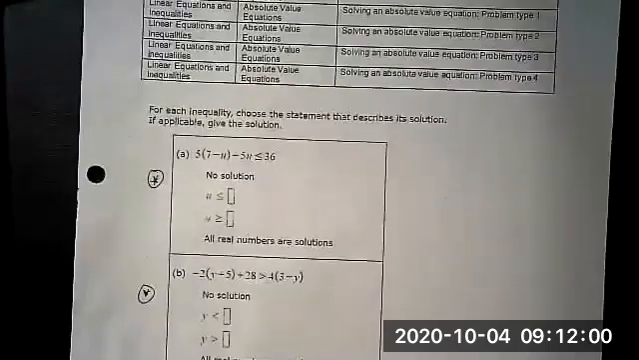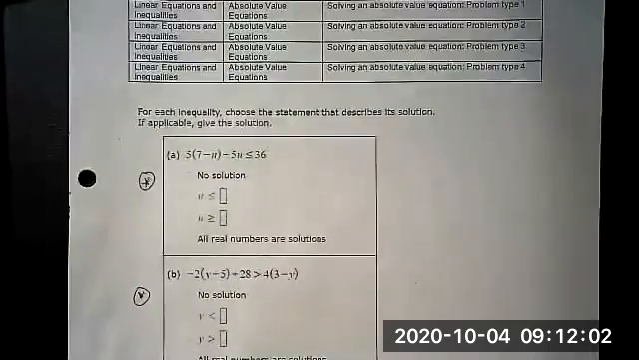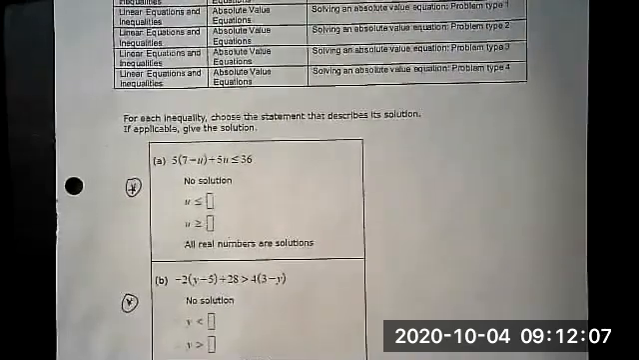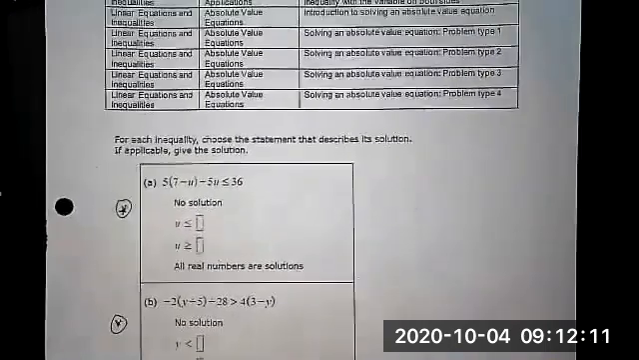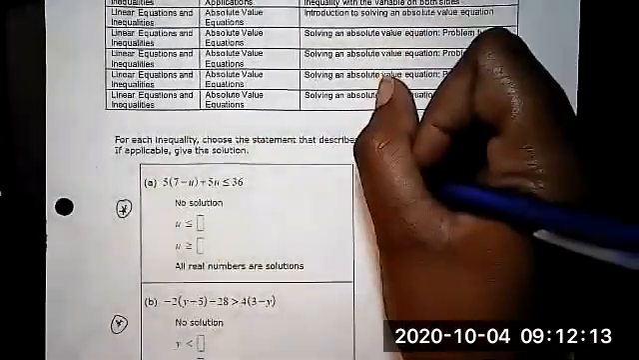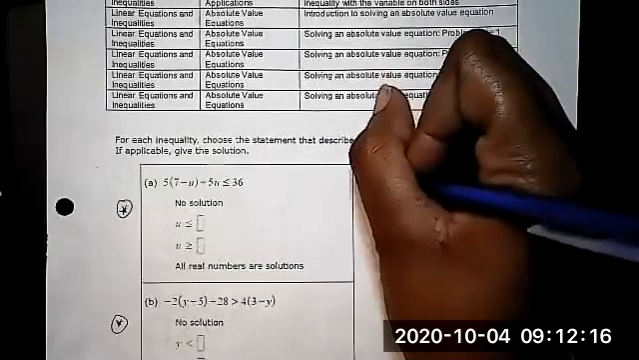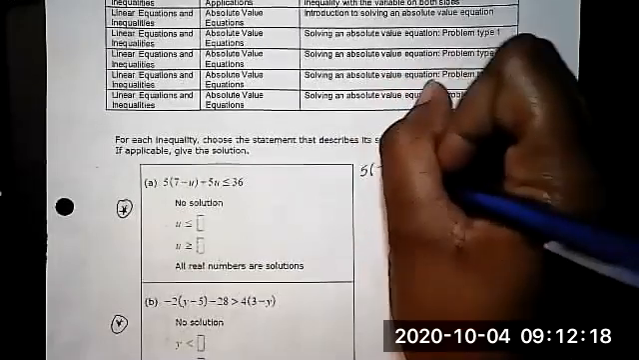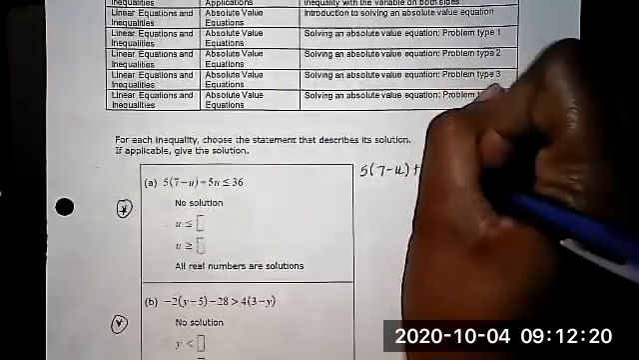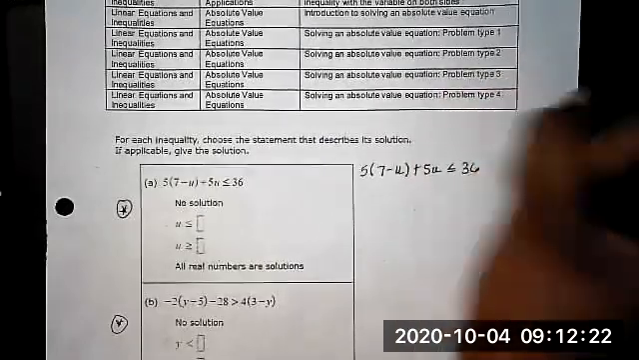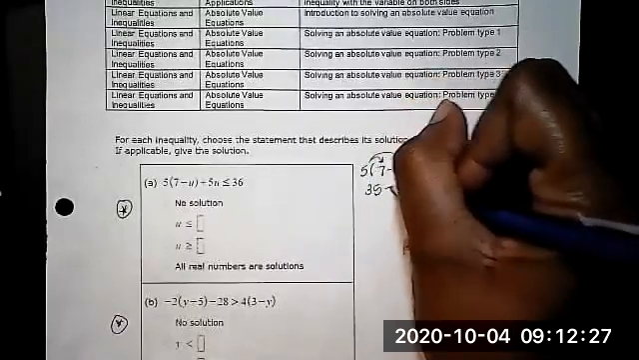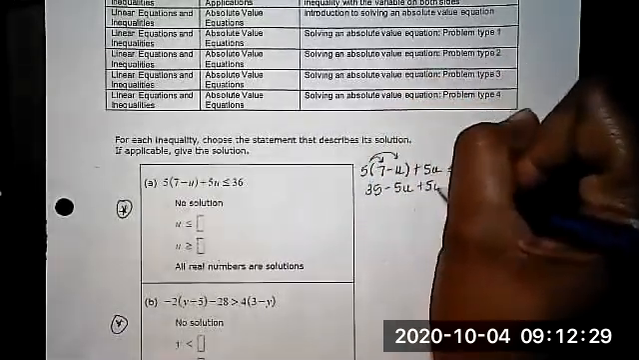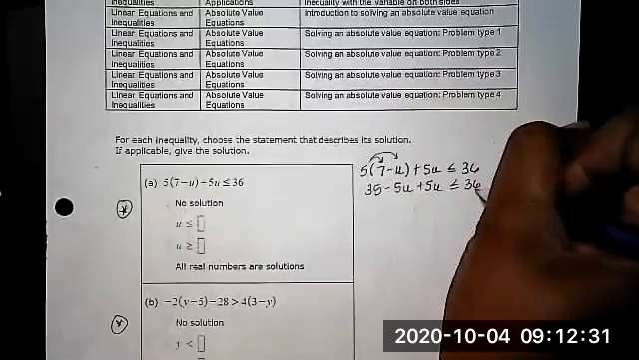Okay, so the first problem: for each inequality, choose a statement that describes its solution. If applicable, give the solution. All right, let's do that. Let's start here on the left-hand side. 5(7 minus u) plus 5u is less than or equal to 36. We're going to start by distributing. 5 times 7 is 35 minus 5u plus 5u is less than or equal to 36.